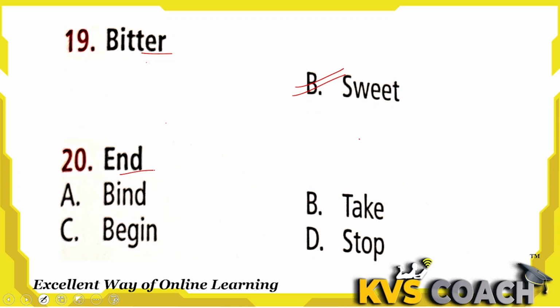Last part of something, that is called end. So what will be the opposite of end? That is the last part of something, so opposite is first part of something, and first part is known as begin. That is the starting point or first part of something, that is called begin. So opposite of end is begin. So option C is the right answer here.